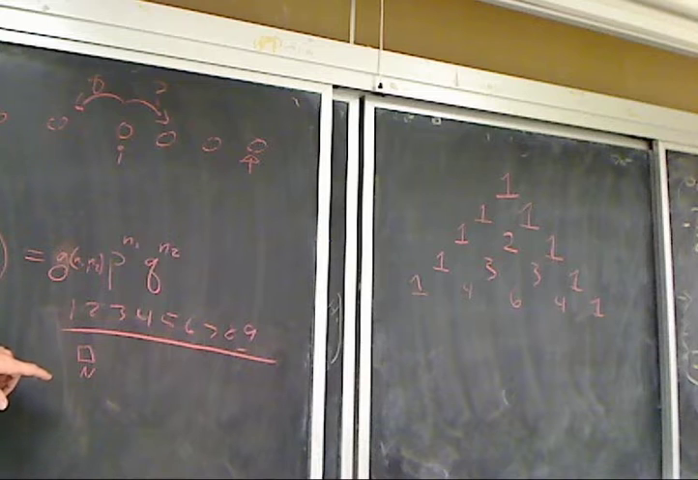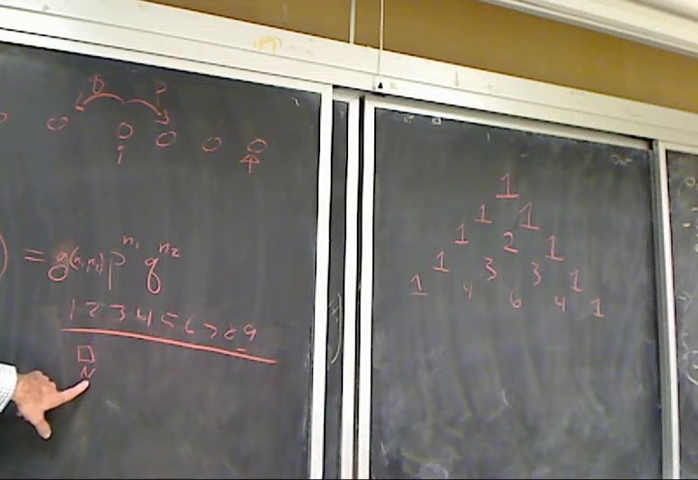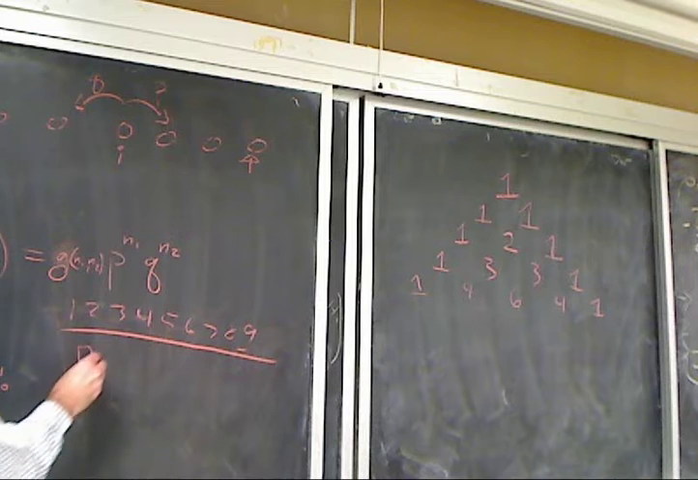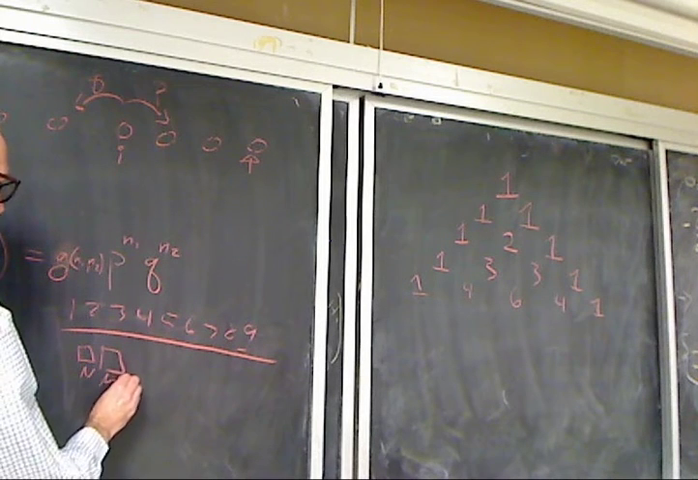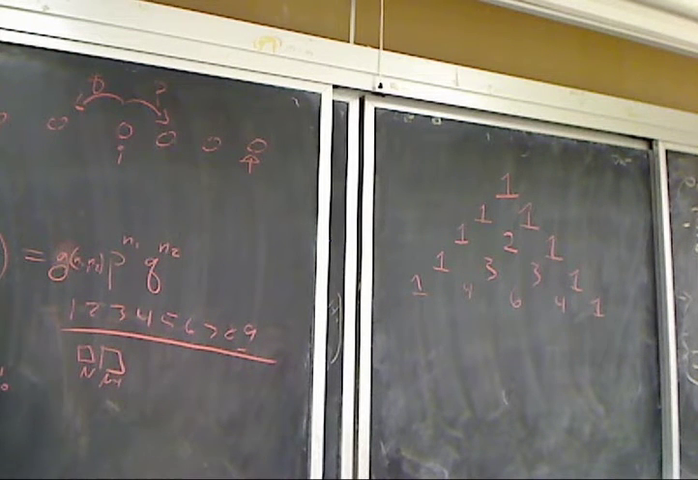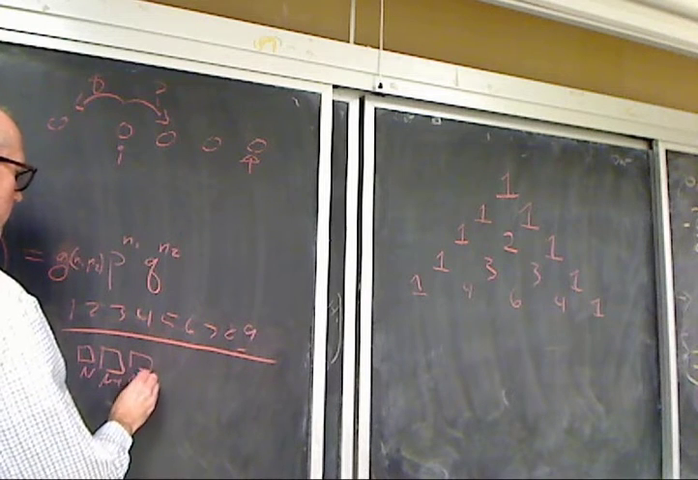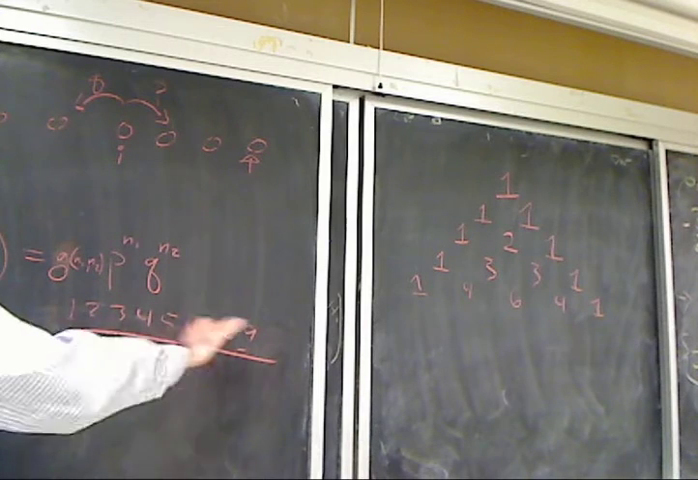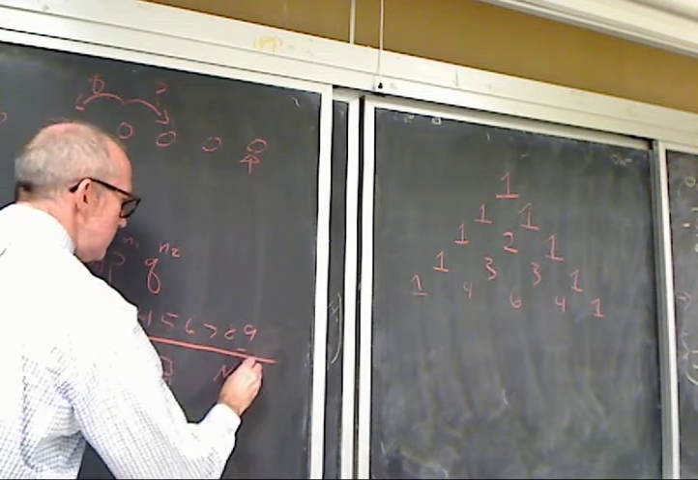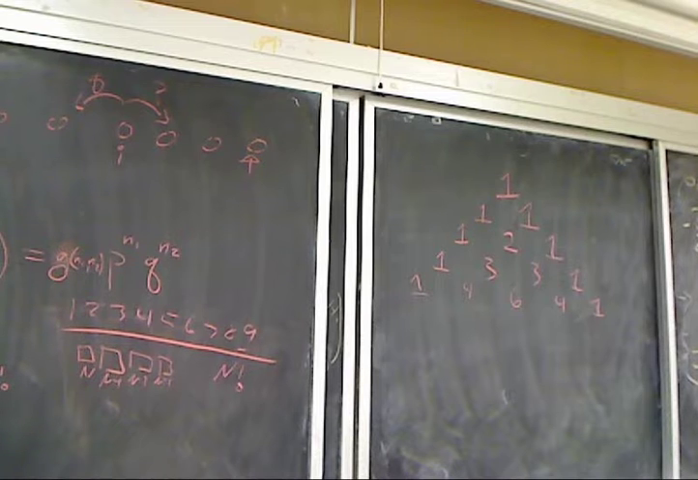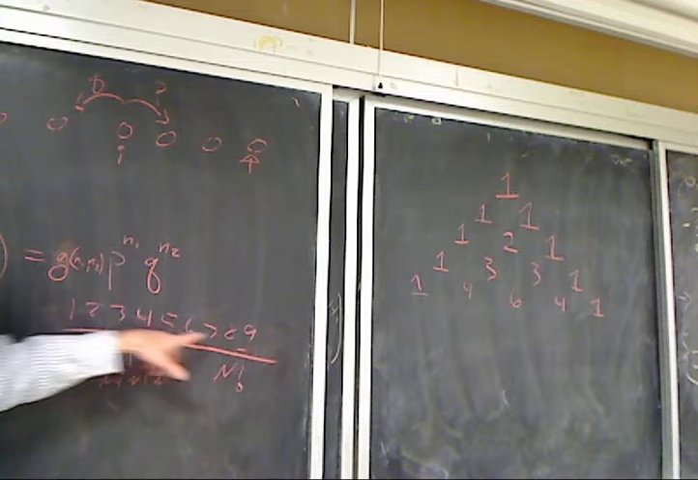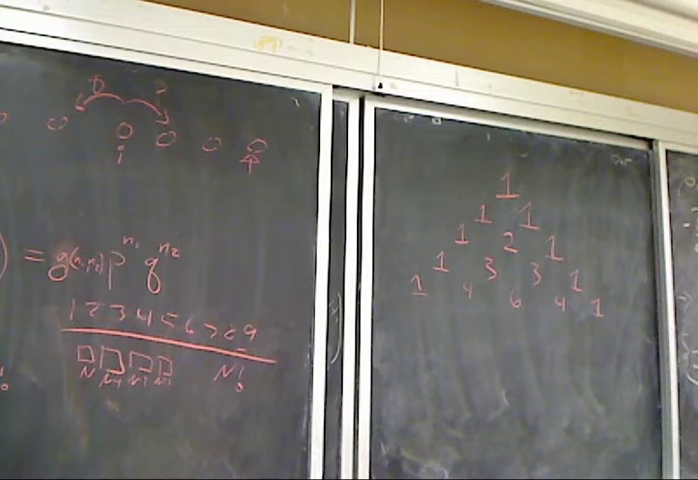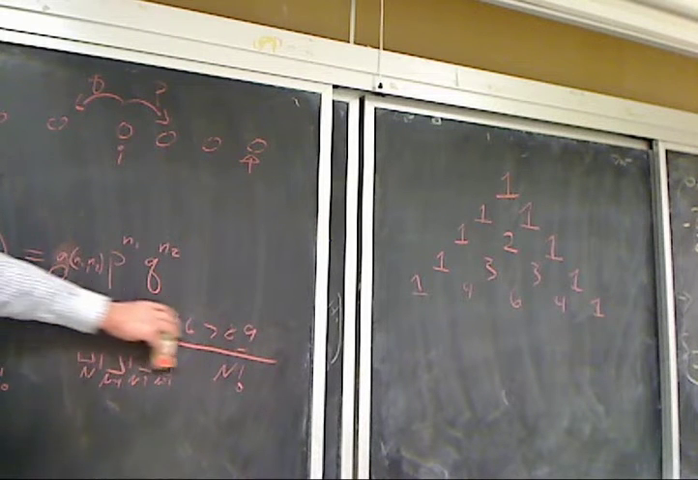I have n choices for my first point. For my second point, I have n minus 1 possible choices because I've used 1. For my third point, I have n minus 2. For my fourth point, I have n minus 3. So the total number of ways that I can sort this is n factorial. That makes sense? So n factorial is the number of ways that I can sort a line.